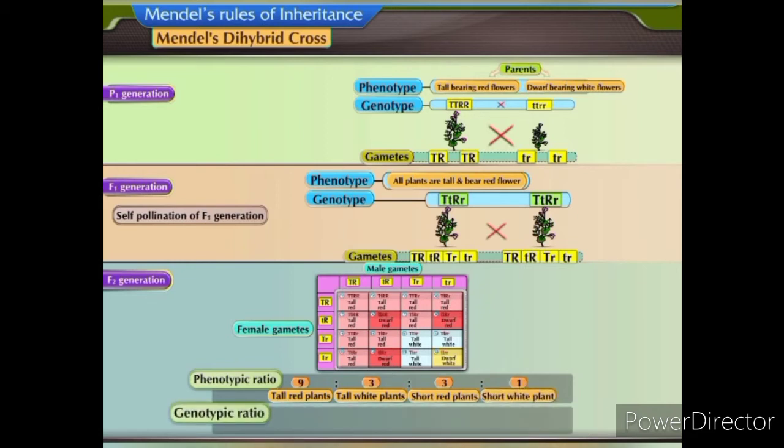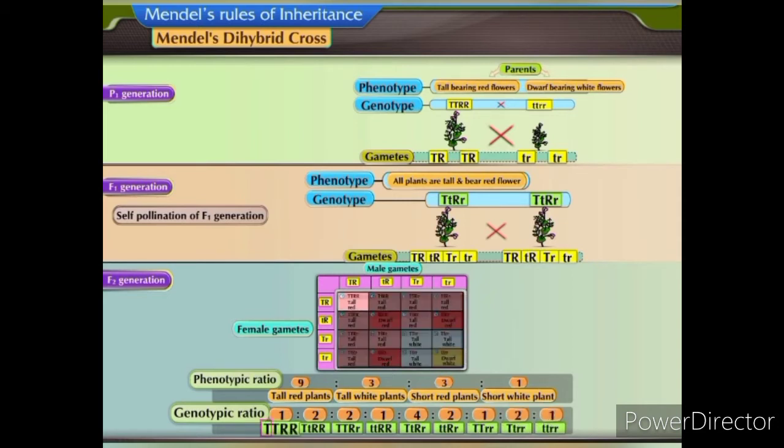The genotypic ratio obtained is 1:2:1:4:2:1:2:1. 1 capital T capital T capital R capital R, 2 capital T small t capital R capital R, 2 capital T capital T capital R small r, 1 small t small t capital R capital R, 4 capital T small t capital R small r, 2 small t small t capital R small r, 1 capital T capital T small r small r, 2 capital T small t small r small r, 1 small t small t small r small r.